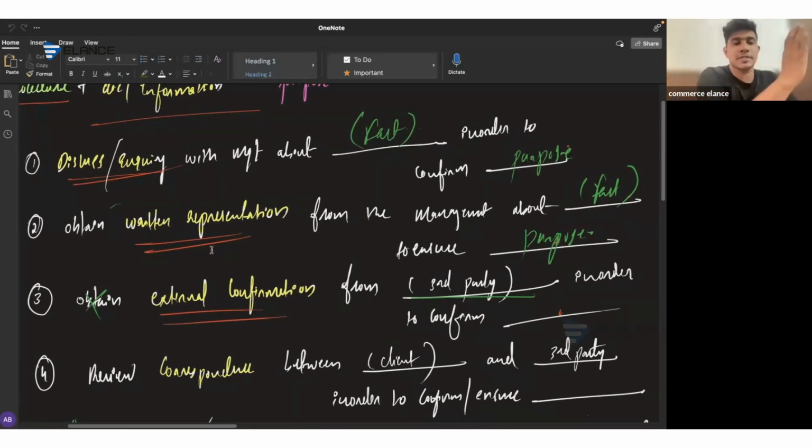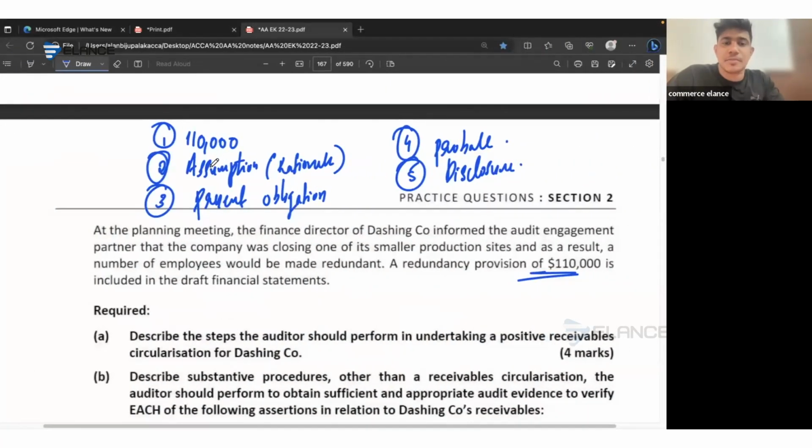You have to first of all consider whether there is anything I can discuss with the management. If there is something which you can discuss with the management, you can give it as a first substantive. Discuss with the management about the rationale on the basis of which they have determined the amount of redundancy provision of 110,000 for Dashing company.